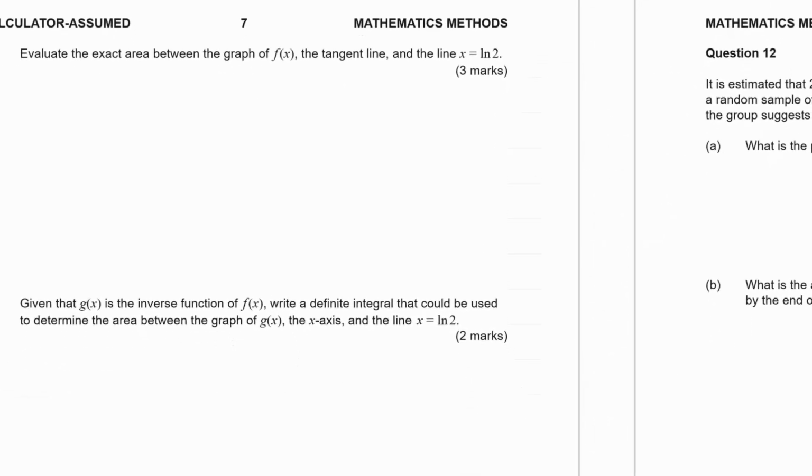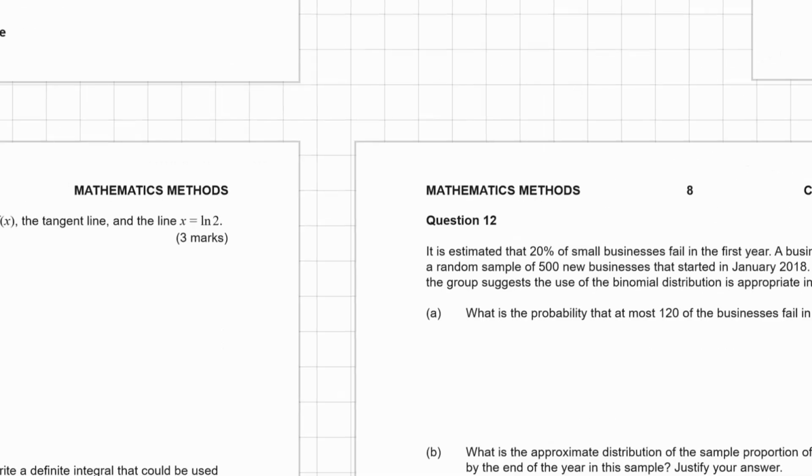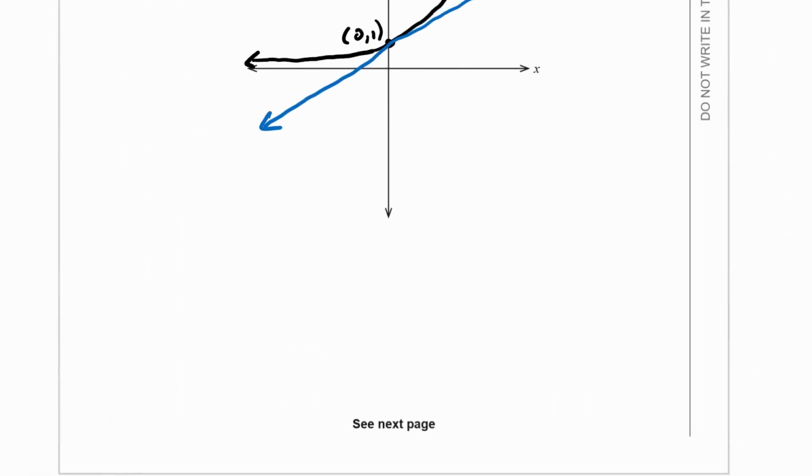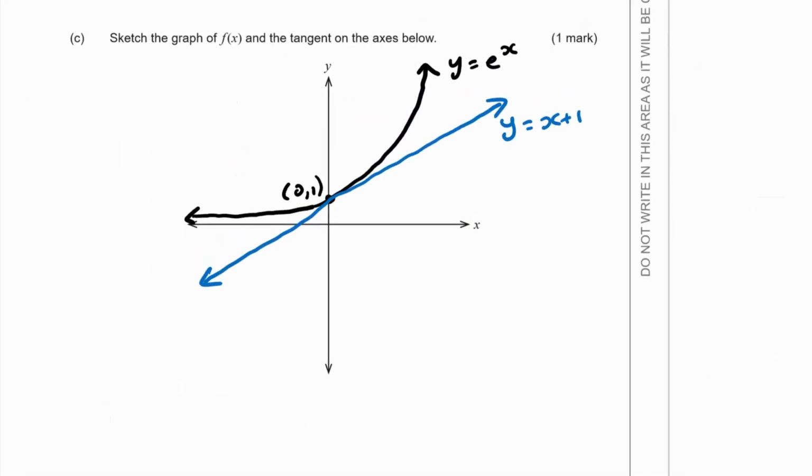Evaluate the exact area between the graph of f of x and the tangent line and the line x equals log 2. So if we say that this is where x equals ln 2, then we want the area in here. So that's going to be the area under the curve, take away the area under the line.